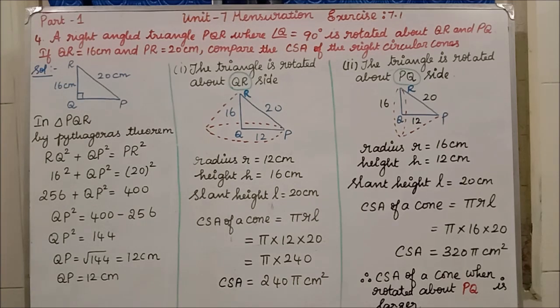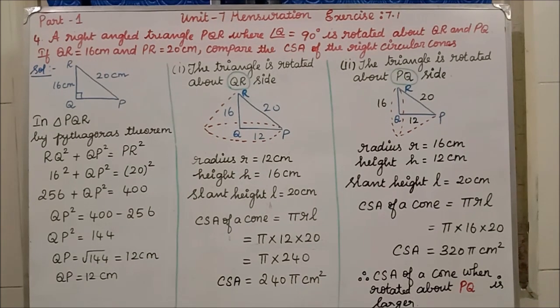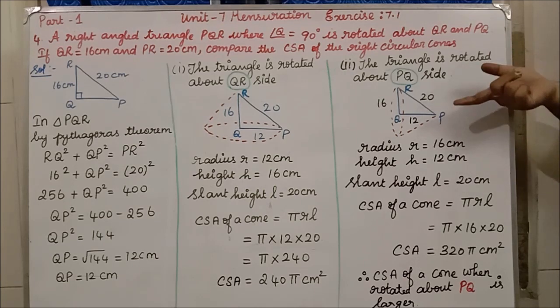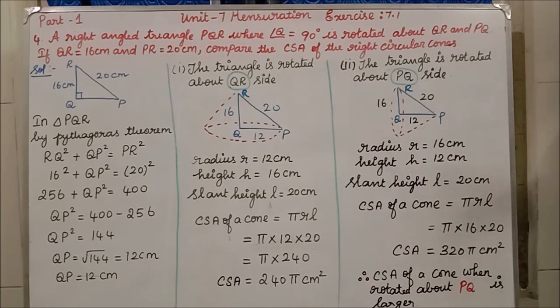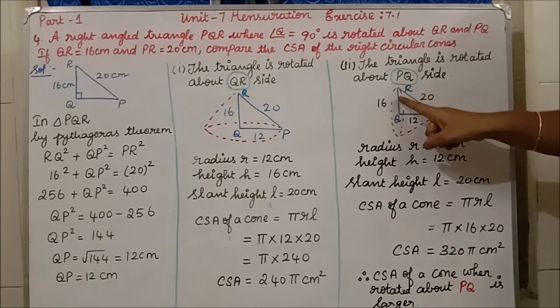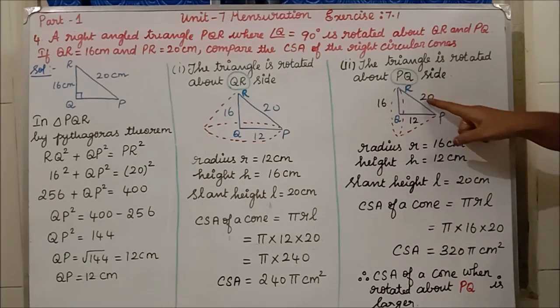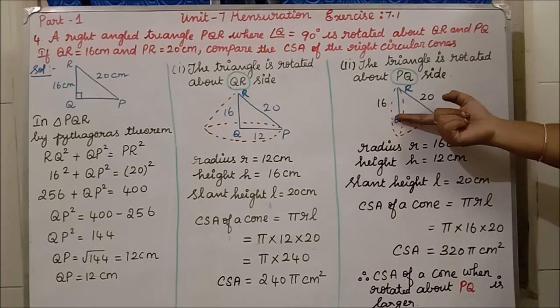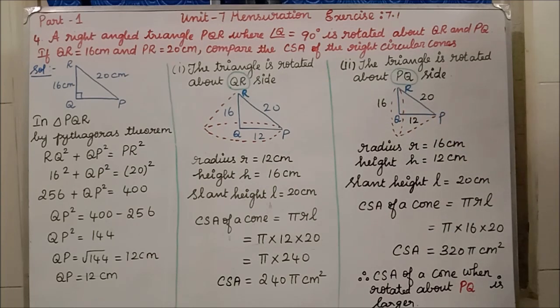Next, the same triangle I am going to rotate. Now we are going to rotate about the PQ side. Again, what shape will we get? We'll get the shape of a cone. But when I am rotating about the side of PQ, see, this is our radius. This is the slant height. Then this is the height. Clear?